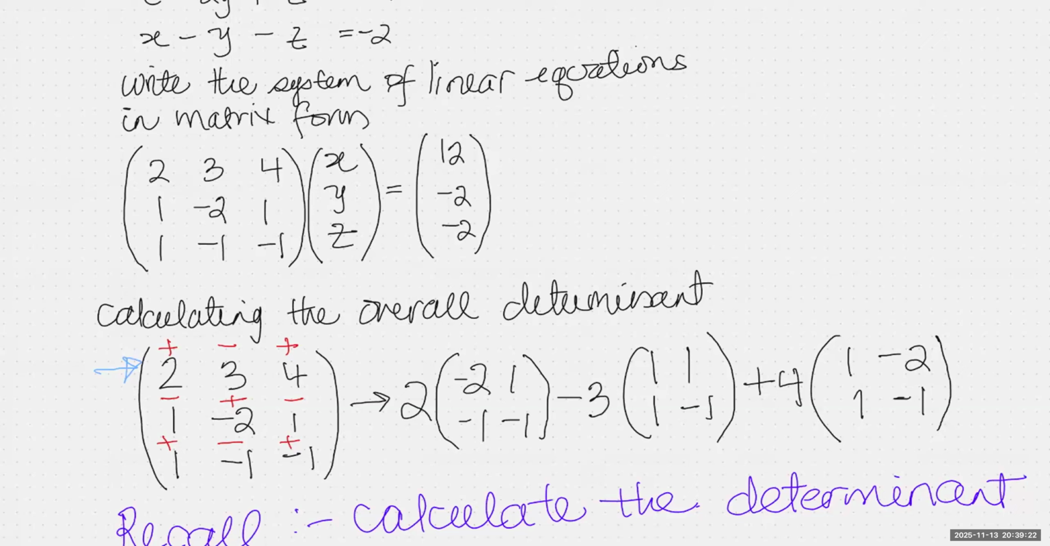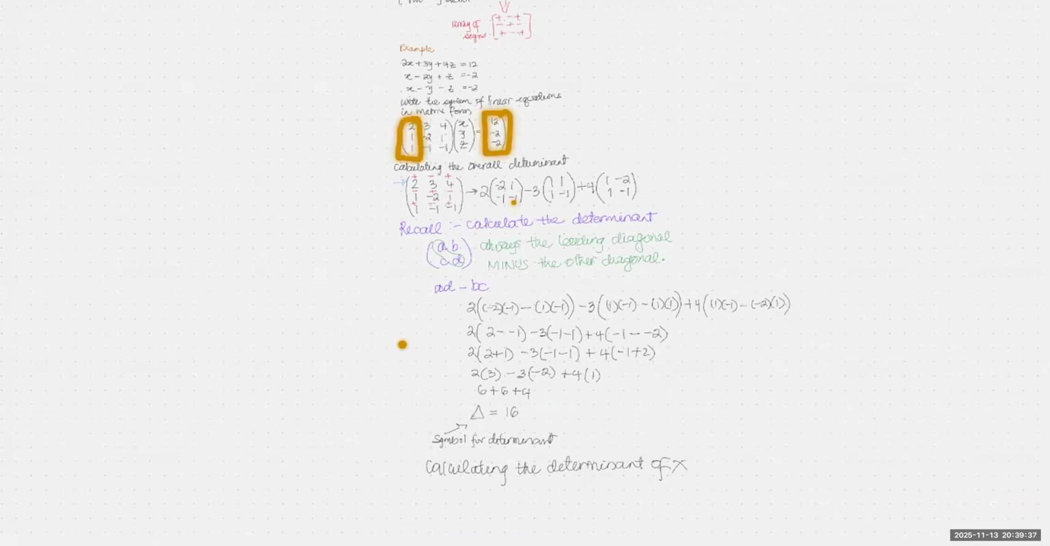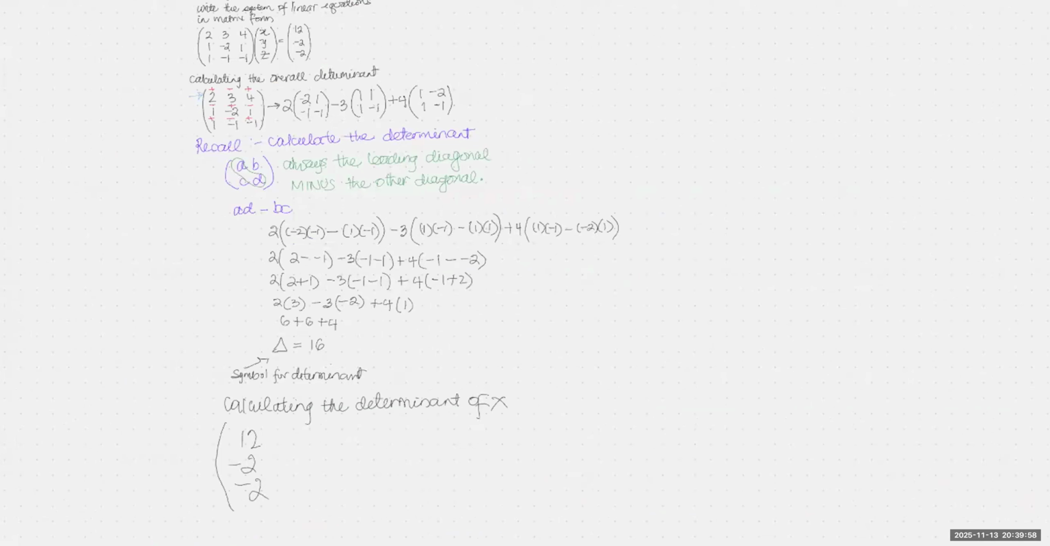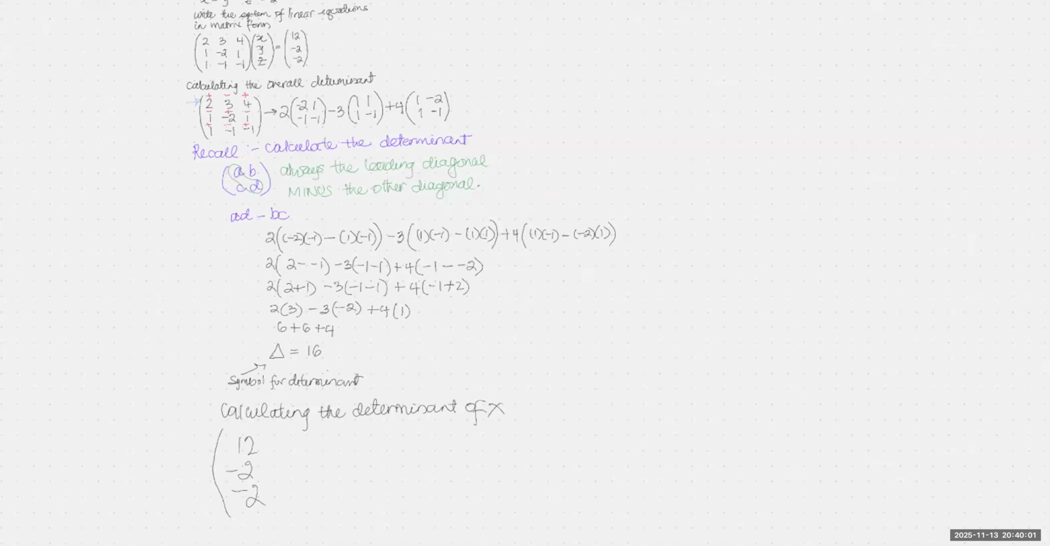Work with me. Remember, the 2, 1, 1 is going to be replaced by the 12, -2, -2. I'm just minimizing so that I can. So each time you're finding the determinant of x, you remove that column and replace it with the 12, -2, -2.